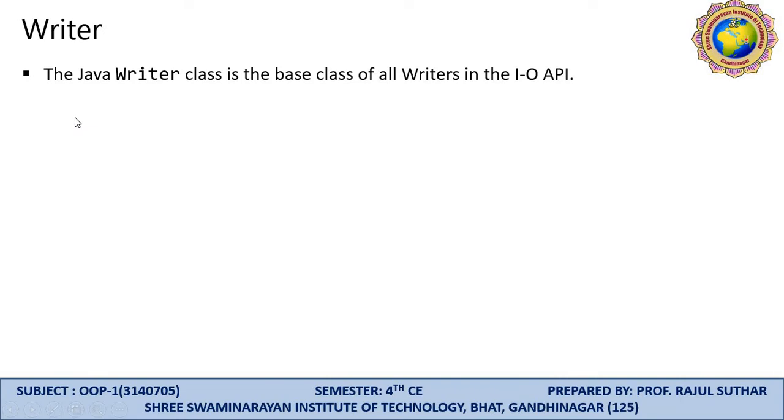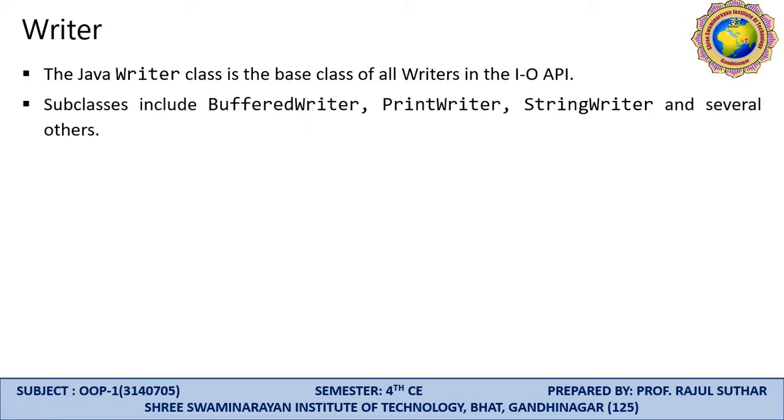And Writer. The Java Writer class is the base class of Java writers in the IO API, input output application programming interface. The subclasses include BufferedWriter, PrintWriter, StringWriter and several other writer classes. Like if we write particular characters into a file, that is an output file. Here is a simple Java IO Writer example.